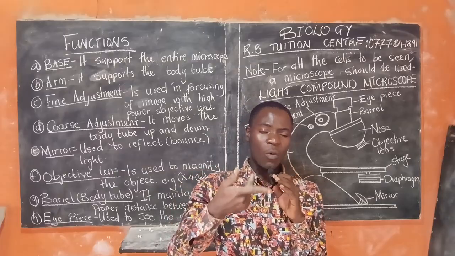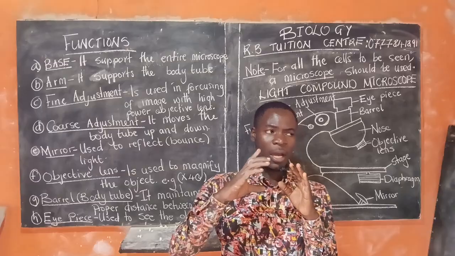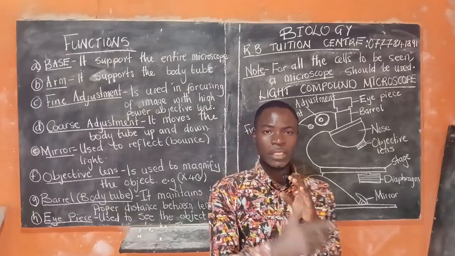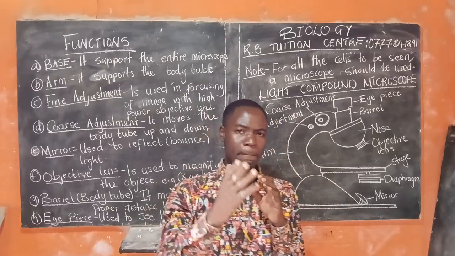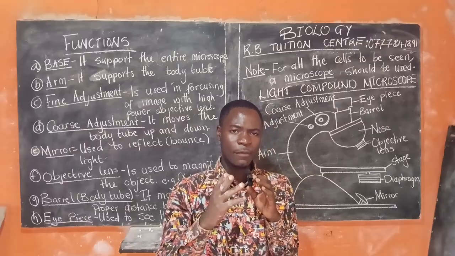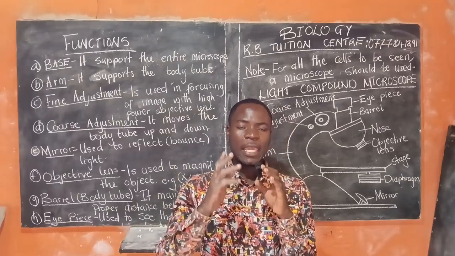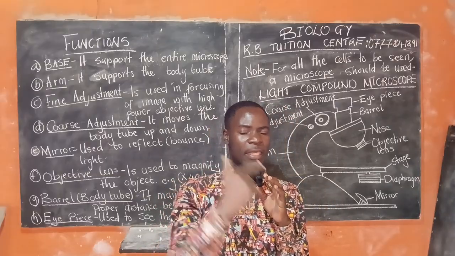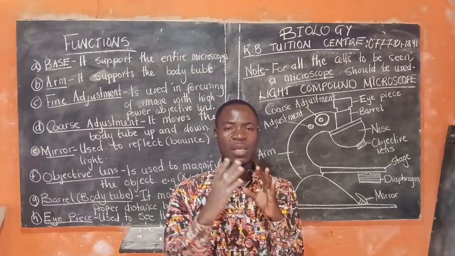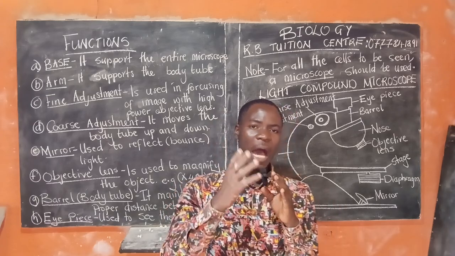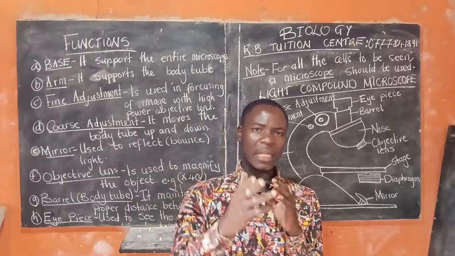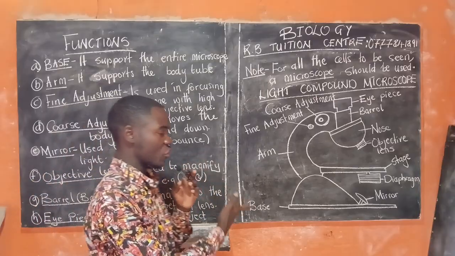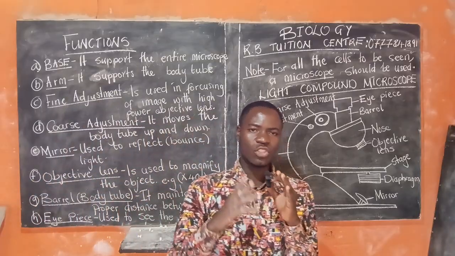Then we also have what we call the light compound microscope. The structure that you can see on the board is called the light compound microscope. Then lastly, we have the electronic microscope, which is also a type of microscope. Whatever you can see on the board is the one that is examinable and is in your curriculum. So we have the light compound microscope.